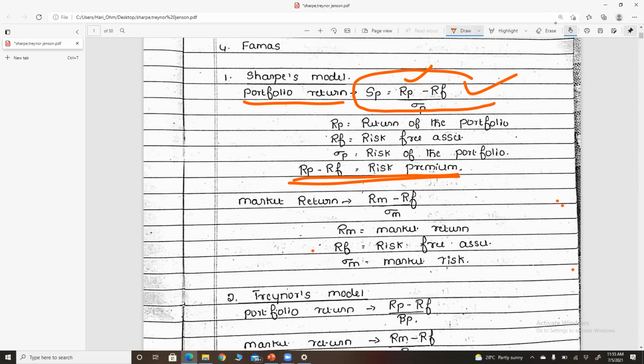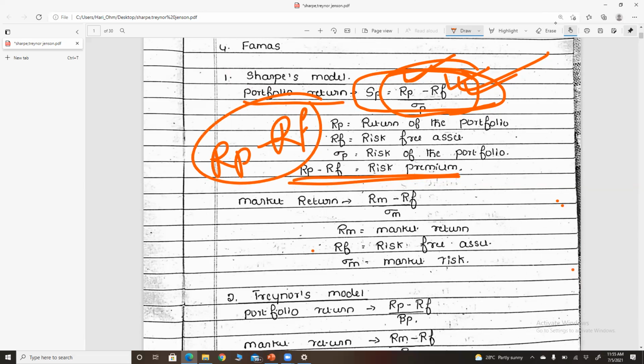RP means return of the portfolio. RF means risk-free asset. Instead of investing in a fixed risk-free asset, if you invest in a portfolio or in securities, the extra return that you get is nothing but RP minus RF. Is it clear? RP minus RF, that is risk premium. Extra return for the extra risk that you have taken is nothing but risk premium.